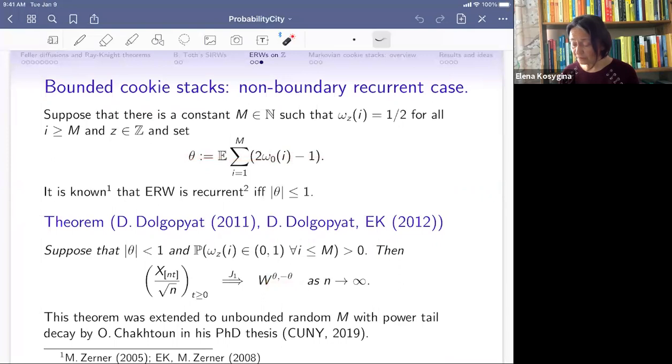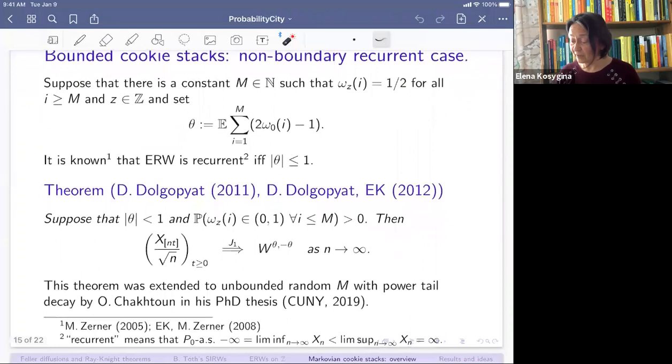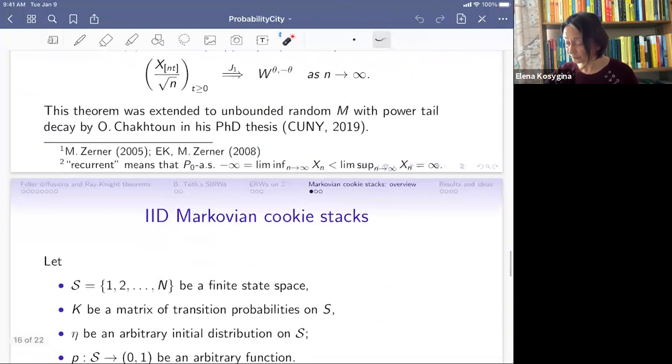This was extended to unbounded random M with power tail by Omar Chaktoon in his PhD thesis. If I did not know this result for bounded cookie stacks, I'm sure I wouldn't be able to figure out that in other cases, Brownian motion perturbed at extrema is also a good candidate for the functional limit.